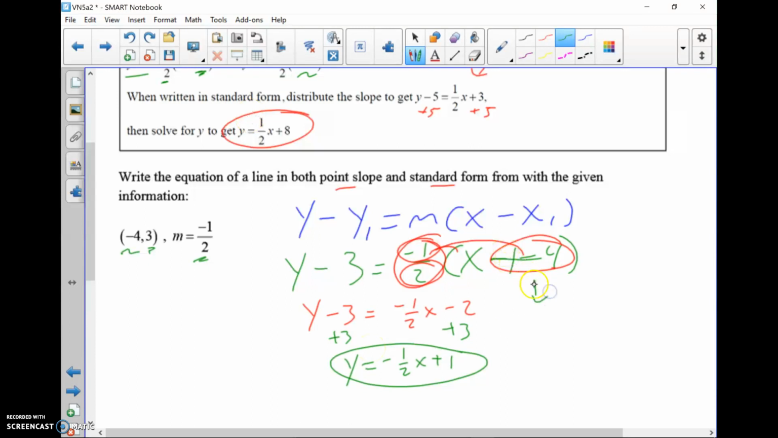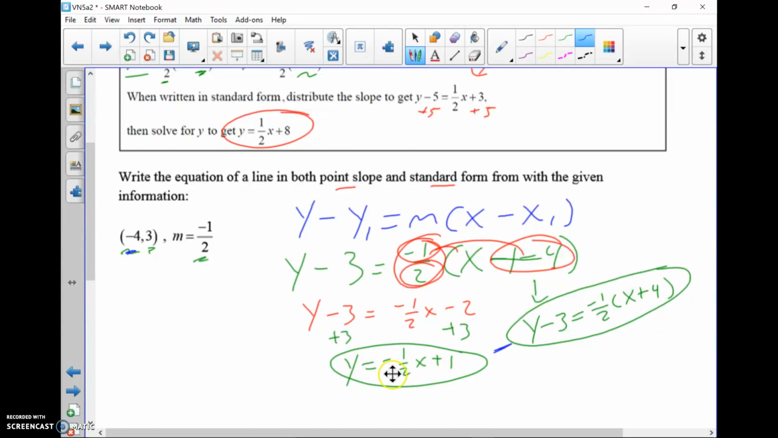Our point-slope form was already here. I kind of drew over it, but it was y minus 3 equals negative half, parentheses, x plus 4. That would be the answer in point-slope form. And again, that's really just from plugging in your point and your slope. You just got to remember that when you're minus and negative, it became plus. But those are the two answers that we're looking for here.